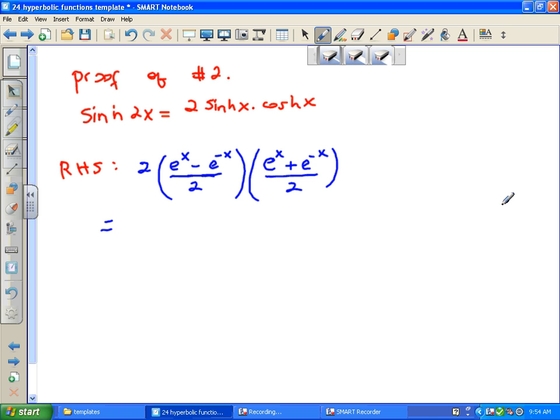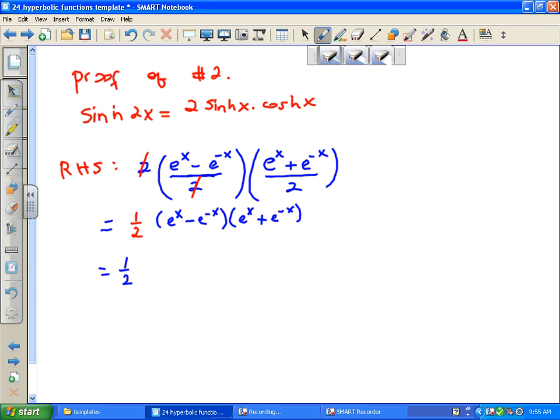Write out the definitions. One of the 2's on the top and one of the 2's on the bottom will cancel. So we have only a half that can be factored outside. And then you have to multiply these two binomials, right? e to the x minus e to the negative x multiplied with e to the x plus e to the negative x. Now you can use the FOIL method, of course, here.